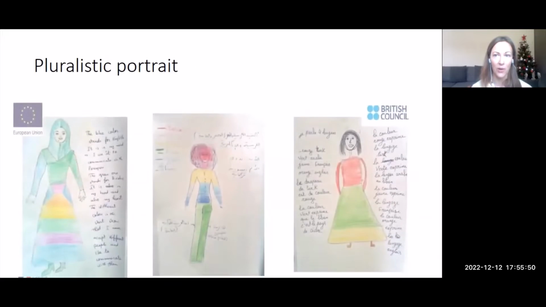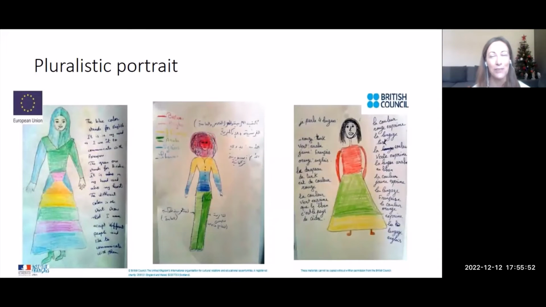There are 3 from the Awakening to Languages approaches. We've just chosen 3, there are many. And this one is the Pluralistic Portraits. So don't worry if you can't read what's on the screen. I'm going to explain what it is and what we did here.